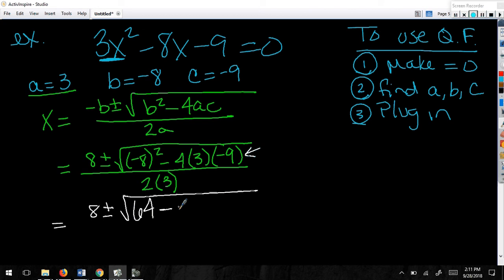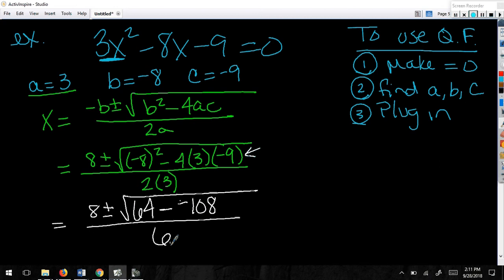Hey, why wouldn't you do -4? Well, you will, but I kept the minus in there. 4 times 3 is 12, and 12 times -9 is -108. Now I'm writing it this way to show you something, okay? And here's what I want to show you. Yes, this was minus, but look, I have 2 negatives here.